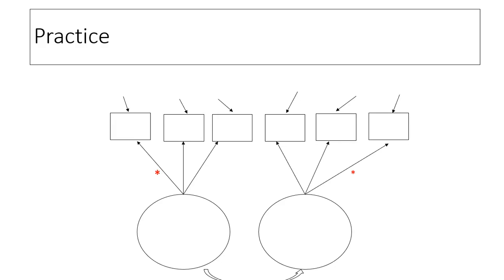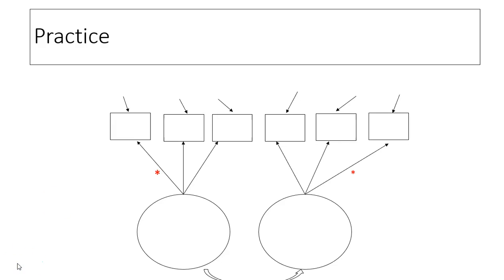So we got to 9 plus 6. I said, well, we think there's going to be 15, but then we're going to subtract out one loading, one beta coefficient from each latent variable. So that gets us to 13.